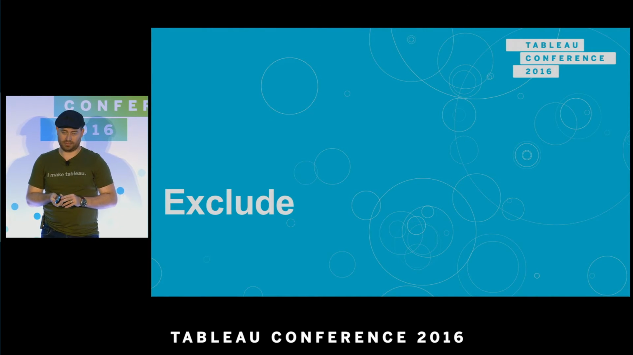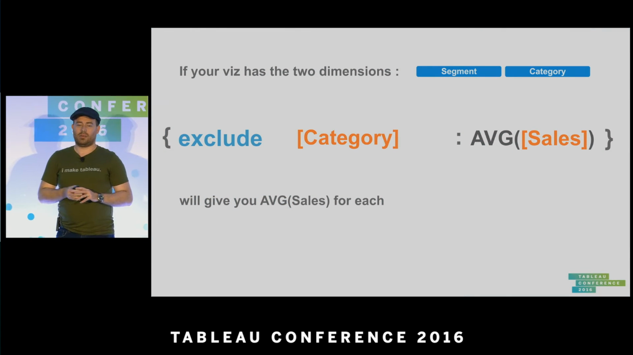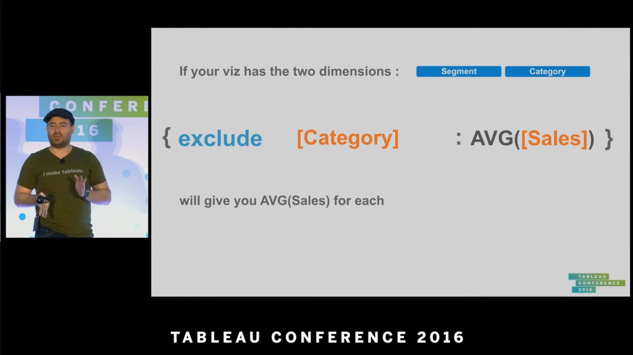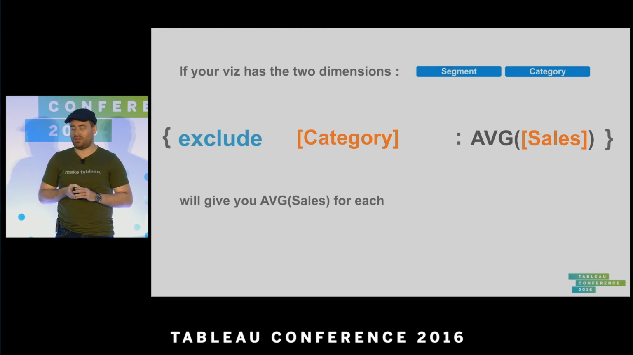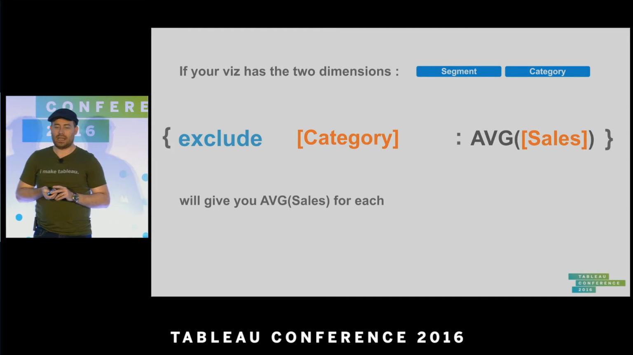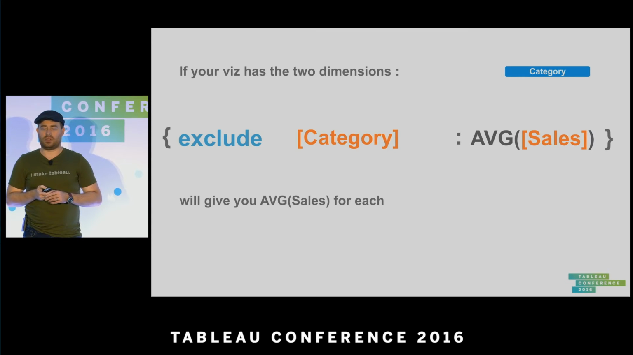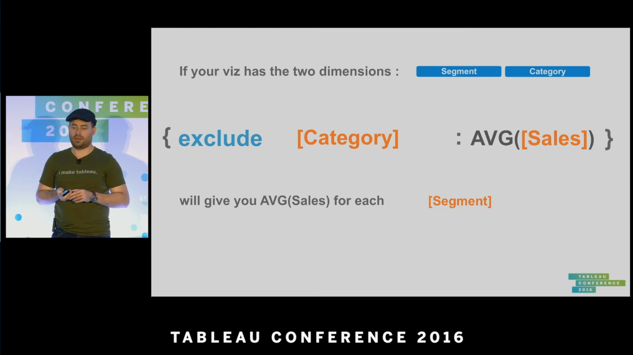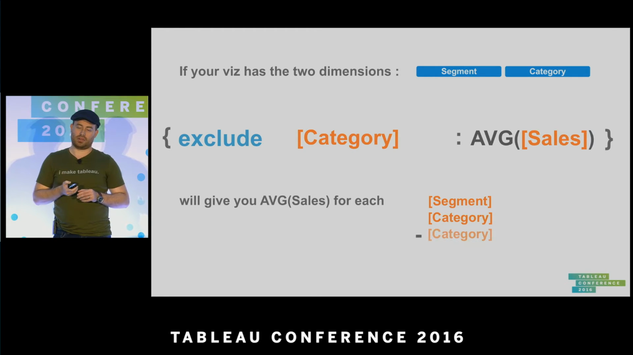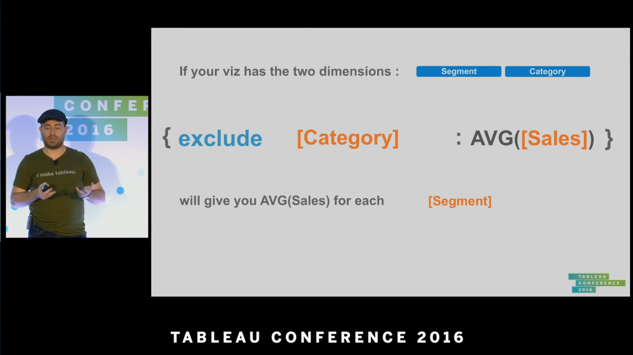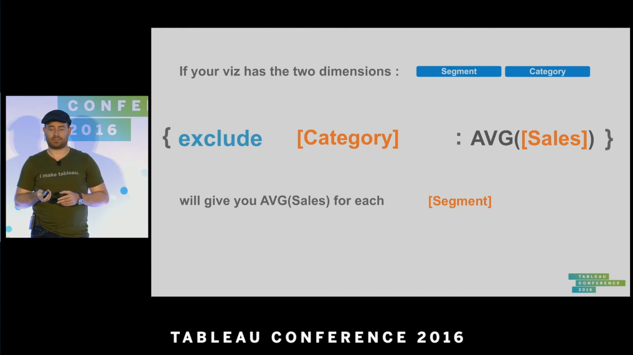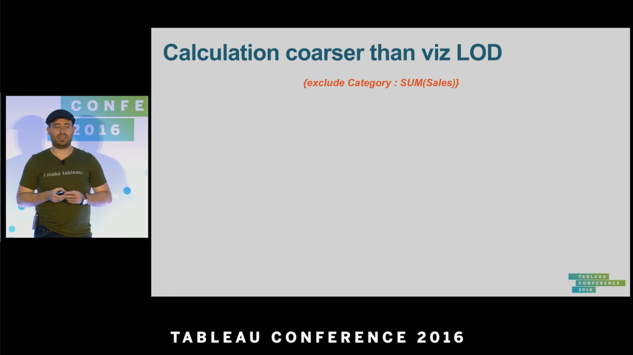Now, exclude. It's kind of easy to guess what it does given we talked about include, but let's still work through an example. Let's assume you have two dimensions, segment and category, in your viz, and you write the calculation exclude category, average sales. What this will do is take the stuff in the viz, segment and category, and exclude category. So we'll cancel that out. This calculation will give you average sales per segment.